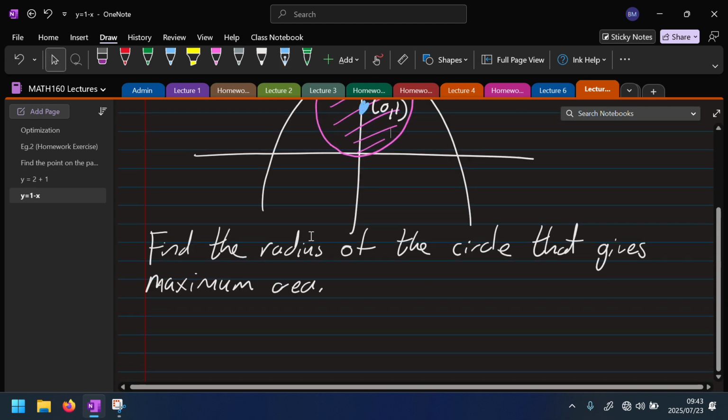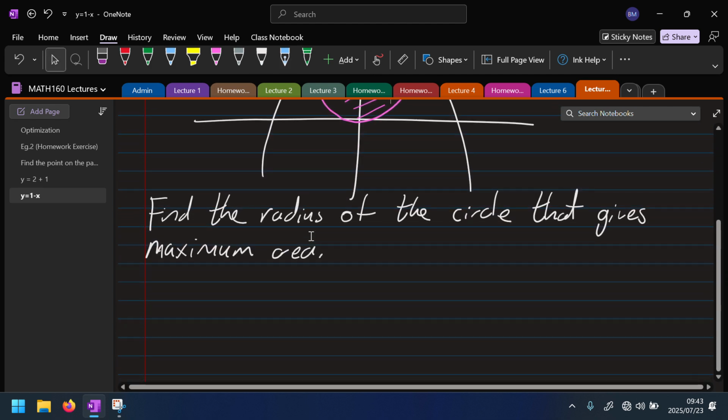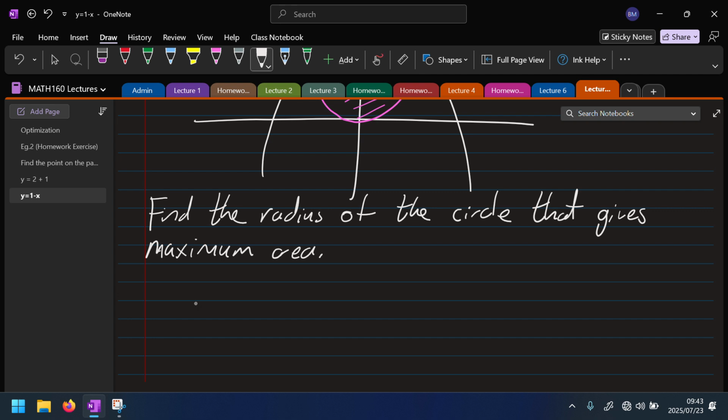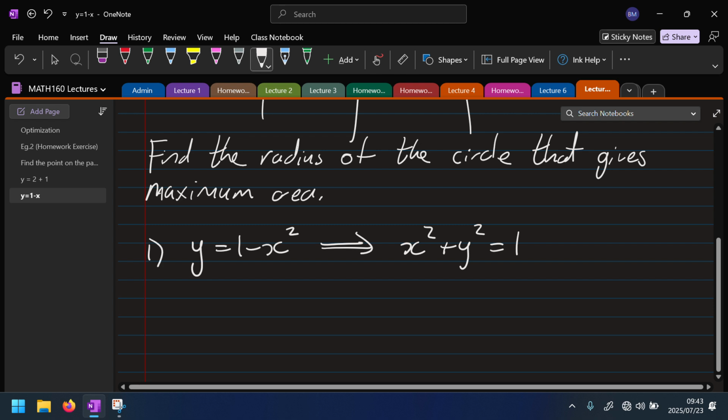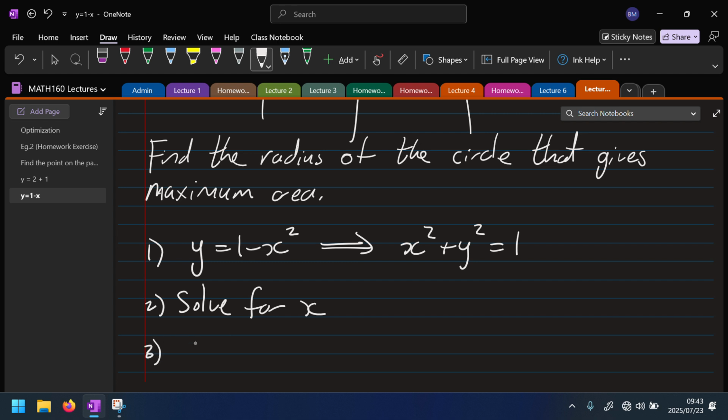Okay, so homework, find those intercept points. So you set the two things equal, find the intercept points, and then find the area. So we've got y equals 1 minus x squared. We're going to substitute that into x squared plus y squared equals 1. We're going to get the two intercept points. Once we have the two intercept points, find the radius and then the area. Solve for x, find the radius. And then once you have the radius, you get the area.